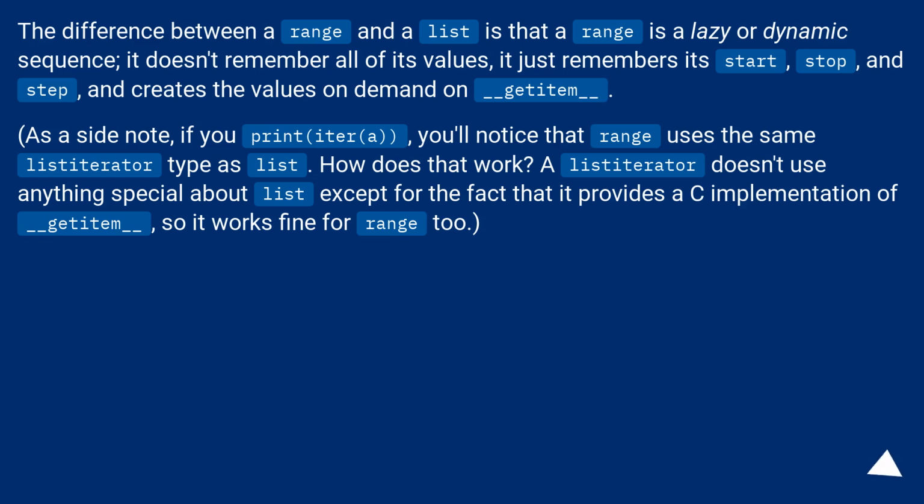A list iterator doesn't use anything special about list except for the fact that it provides a C implementation of __getitem__, so it works fine for range too.